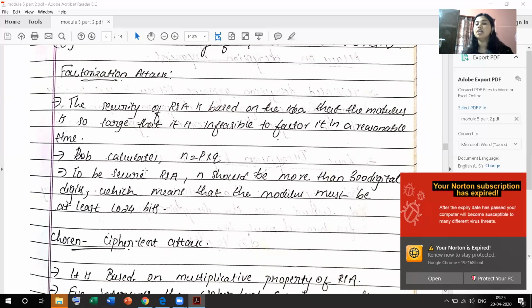If the value of n is very small, the attackers can easily attack. So p and q are 512 bits, and therefore n must be 1024 bits or greater.